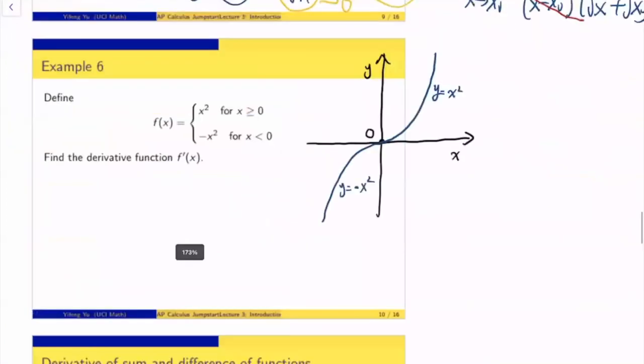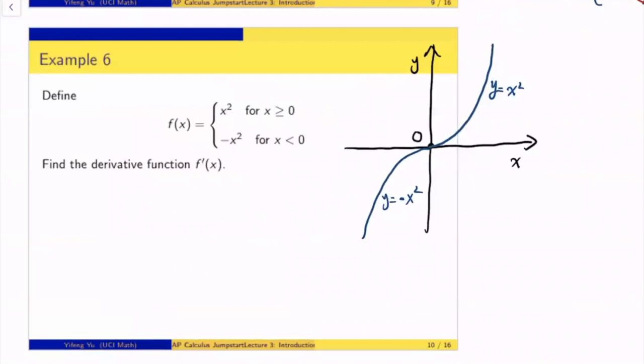All right, now let's look at example 6. This is a piecewise defined function. When x is positive, the function is x squared, and when x is negative, the function is negative x squared. When x is positive, of course we know the derivative is 2x, as we calculated before. When x is negative, it's negative x squared, and the derivative is negative 2x.